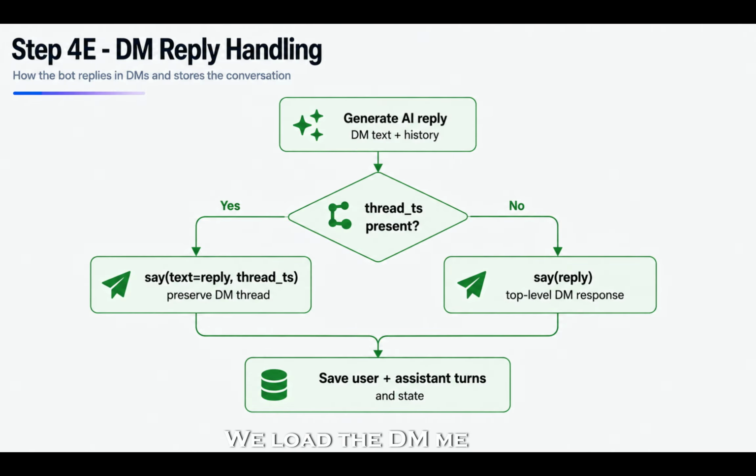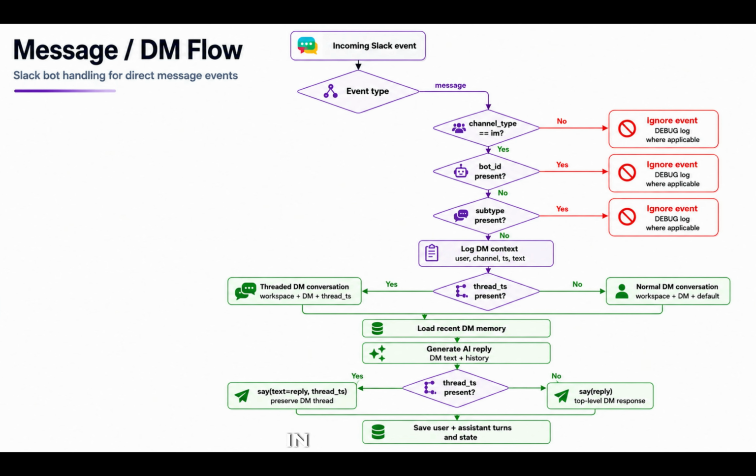We load the DM memory, generate a reply, and send it back. If the DM is already in a thread, we keep the reply in that thread. Otherwise, we send a new normal top level DM response. Then we finally save the turns and state. Same ideas as app mention, just different routing up front.